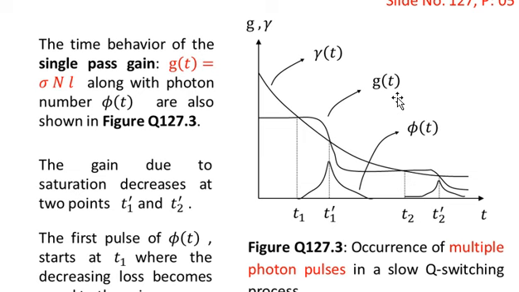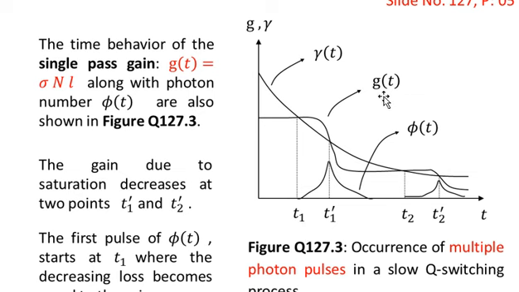What about G of t? That is the net gain. Look at this net gain. Net gain is constant initially. And initially, the net gain is lower than gamma of t. That is, the net gain has a value smaller than the value of the losses in the cavity. So the gain in the cavity is smaller than the losses in the cavity before the time t1.